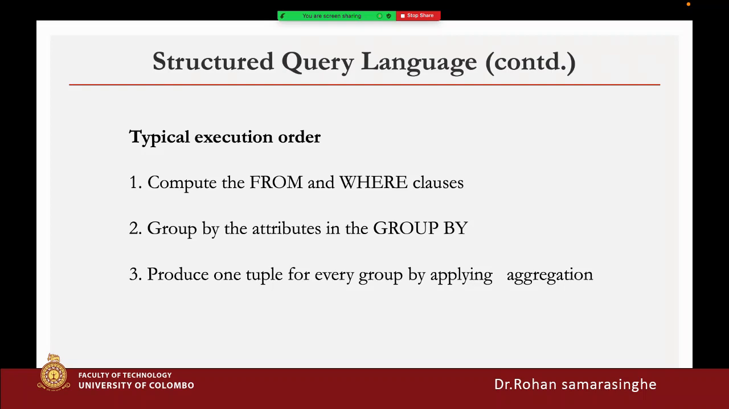Then group by attributes. Then you can see the group by command is executed. So group by product name. After grouping, do the calculation, that is quantity times price. Get the summation of quantity times price of that group, the banana group and the apple group. So likewise, the query will execute. This is the execution order.